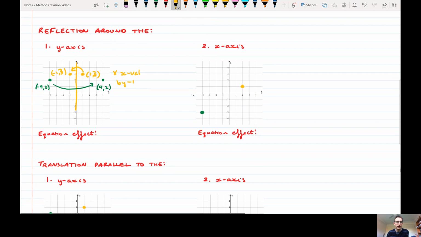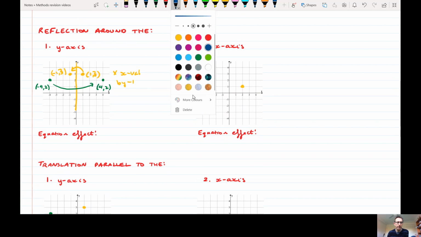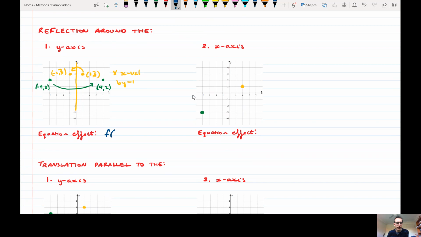Now, in an equation, in a function, when you see it written, that'll be f of -x. So you're replacing the x with a -x. All the x values are being changed by a negative.